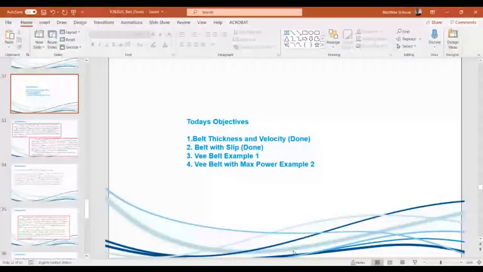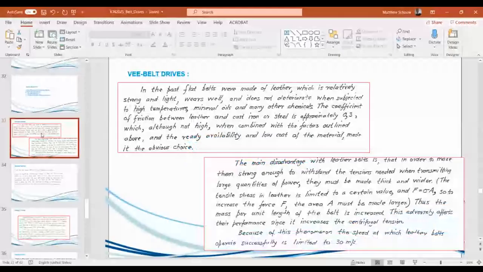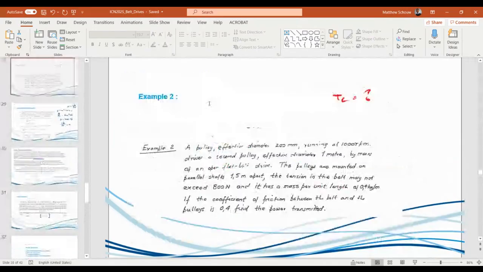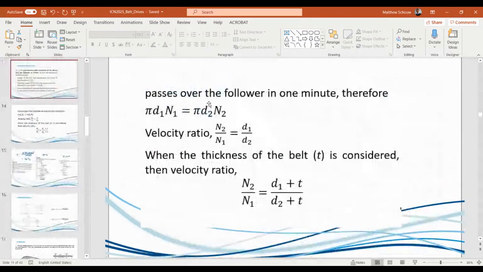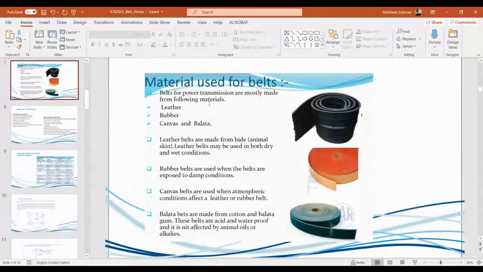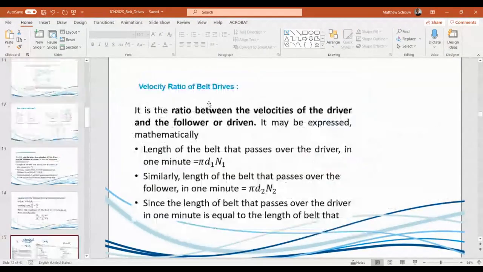All right, guys. So just to conclude the section now, it's nothing extra. But let's start with V belt drives. Let's read here, just to give you some backdrop on where it all comes from. It says in the past, V belt drives were made of leather. We did discuss some materials of belt drives: rubber, canvas, or balata, and previously leather.